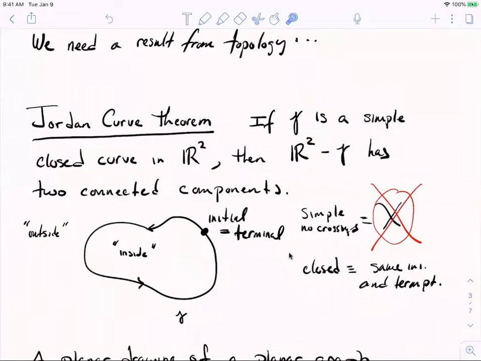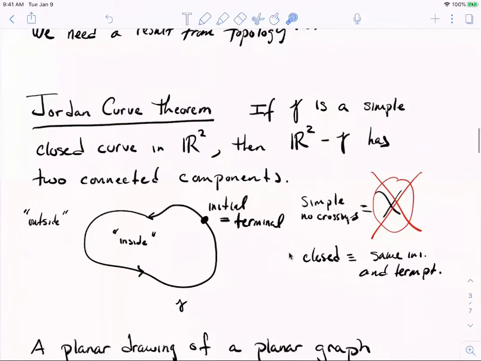You draw a simple closed curve in the plane, it cuts the plane into 2 pieces, the piece that's inside and the piece that's outside. All right, I think that's interesting. I'm not going to use it in some formal way. I wanted you to bring it up. It's a famous theorem. You're getting a mathematics education. You should hear about these theorems.